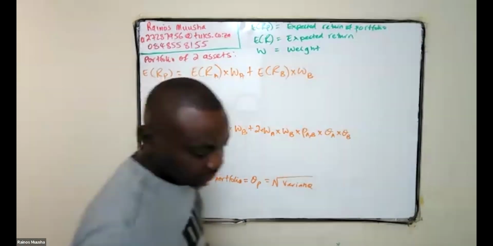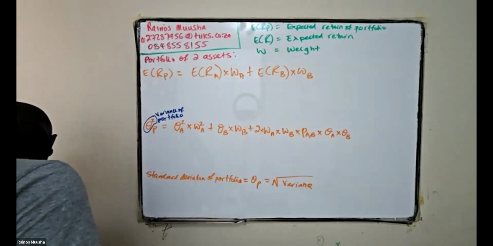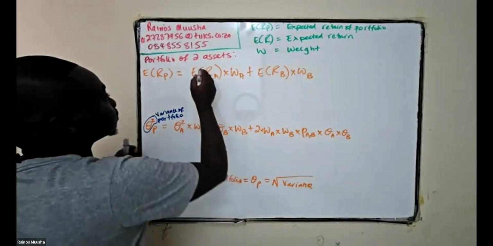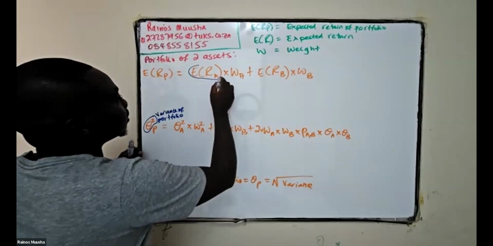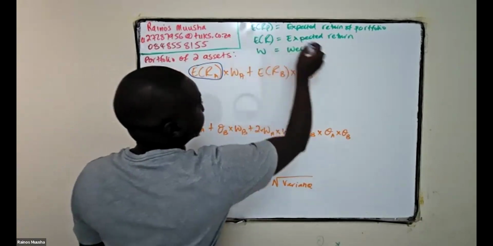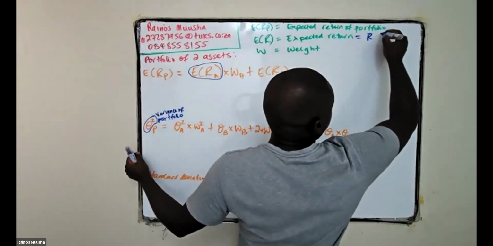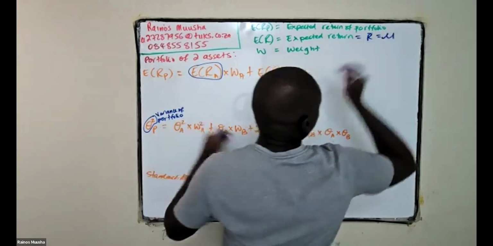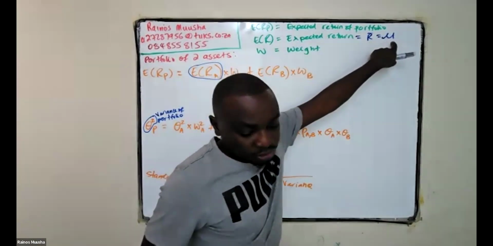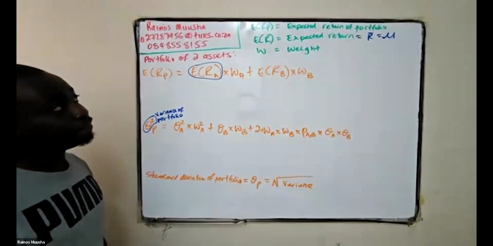So they give us an example. So please note. Remember we said this expected return can also be written as R with the bar on top, or can also be written as mu. So if you see the R with the bar on top, or you see the notation mu, you should know they're talking about one and the same thing.